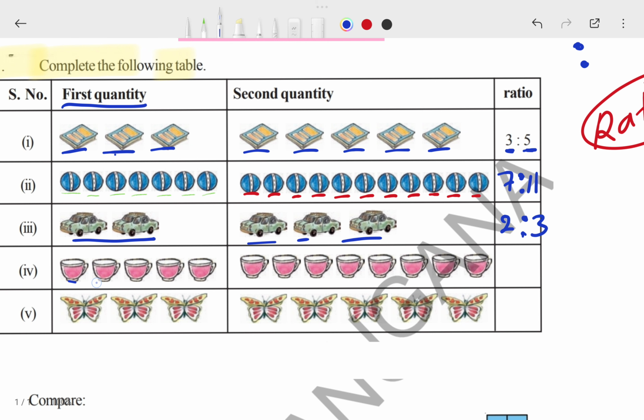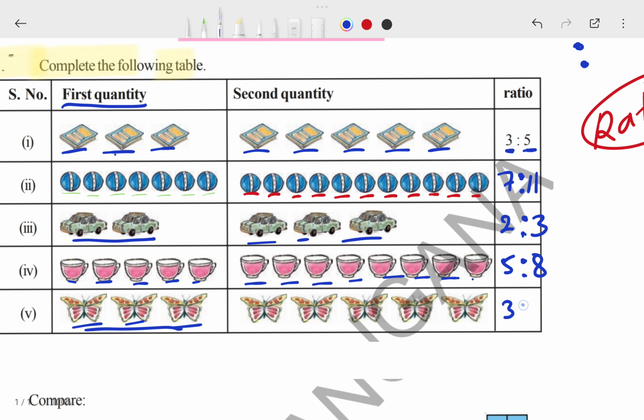Now here count 1 2 3 4 5. How many cups are there? 5 cups. Then put a ratio. Now count this: 1 2 3 4 5 6 7 8 are there. So now write 5:8. Now let's talk about this one, 1 2 3. How many butterflies are there? 3. This one is completed.